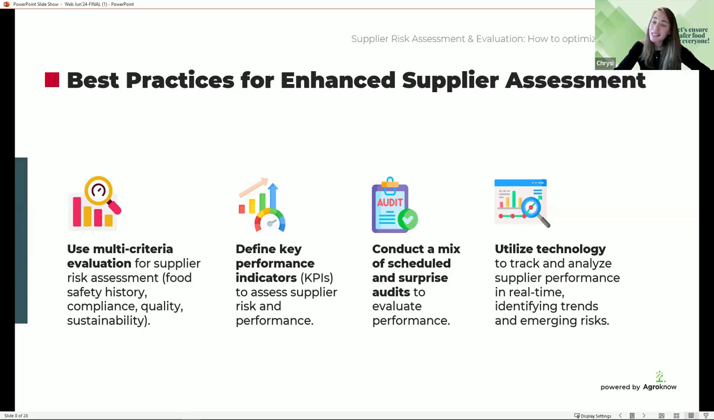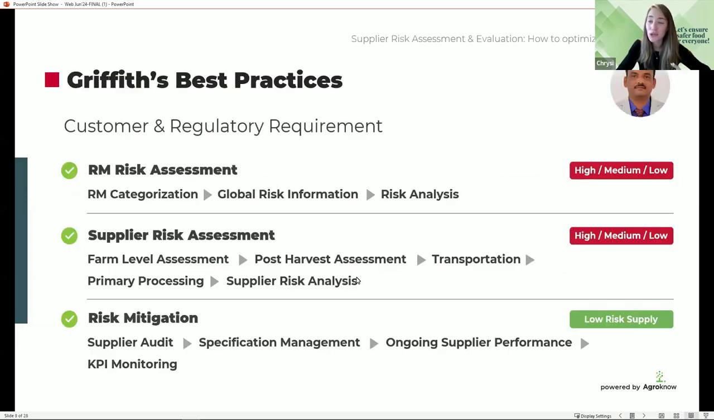Finally, we definitely suggest making use of tech solutions to track and analyze supplier performance. We think that this is increasingly important. Technologies such as AI can provide real-time data and insights into your supply chain. AI can actually forecast, or if you'd like, predict potential risks by analyzing patterns in the supplier's performance data and historical data. Of course, this can ultimately enhance the efficiency of the supplier assessment process and improve not only accuracy, but also reliability.